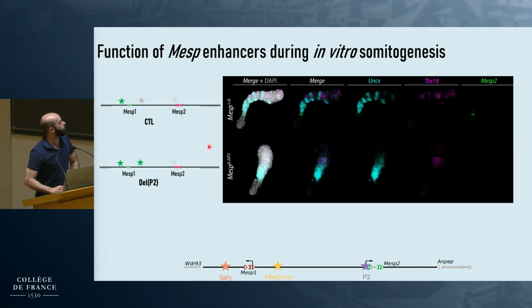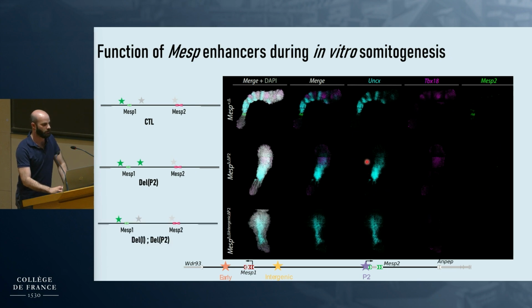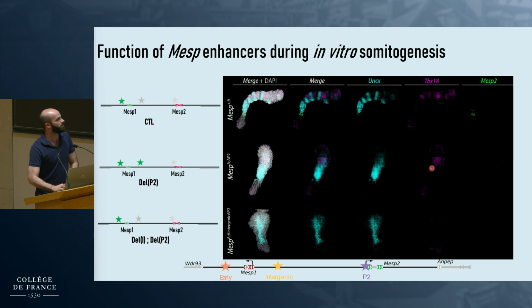When you now remove the P2 element, you can see we still have cells expressing TBX18, we still have cells expressing UNCX, but their patterning is completely messed up. And when you now look at the situation when you delete both of the two late enhancers, so the intergenic that controls MESP1, the P2 that controls MESP2, you completely lose the TBX18. So it's not just the patterning, differentiation as well is impaired.